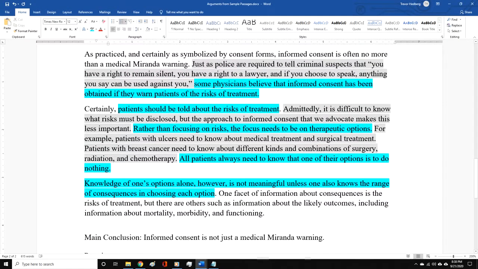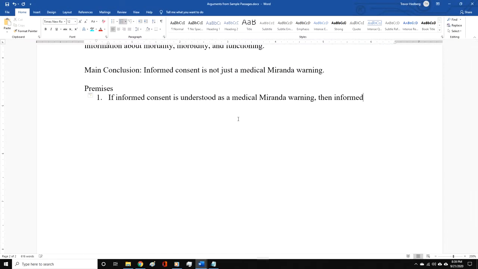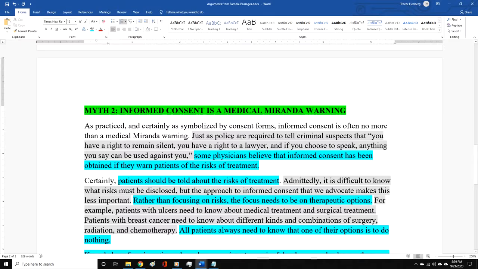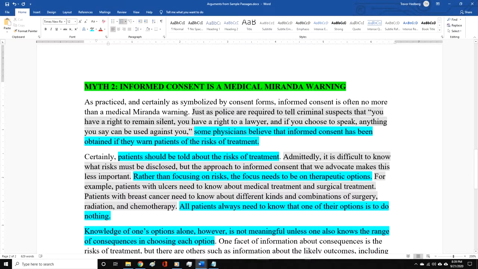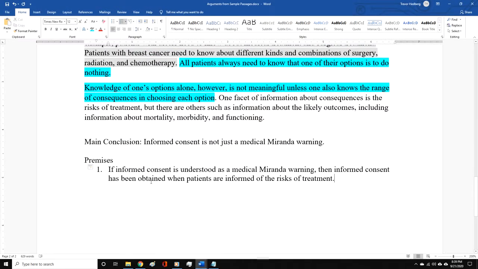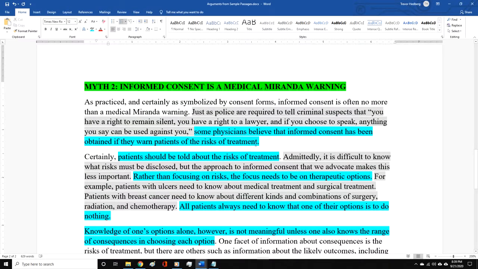Let's see, how did they put it? Now again, this isn't set in stone. We could tweak it if we want, but for now, let's go with that. So I've reconstructed this paragraph, mainly focusing on this last sentence, as: if informed consent is understood as a medical Miranda warning, then informed consent has been obtained when patients are informed of the risks of treatment. So that's trying to capture this idea.